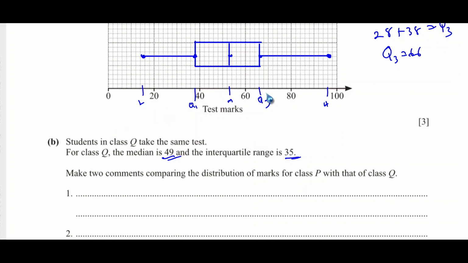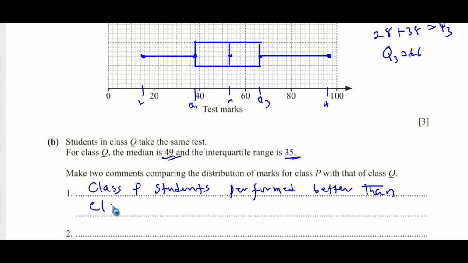Because they have more marks on average, I can say that class P students performed better than class Q on average.